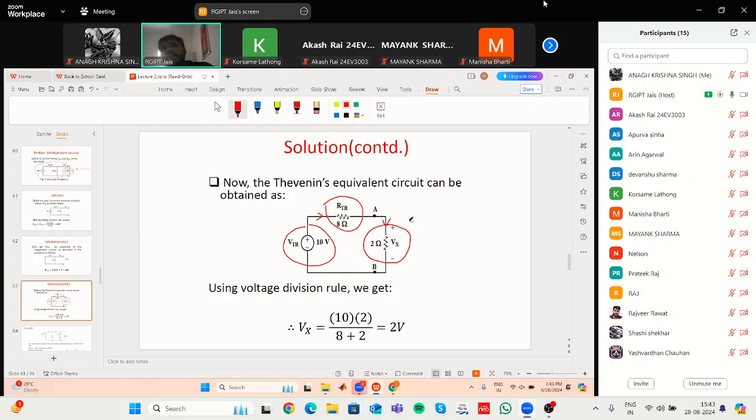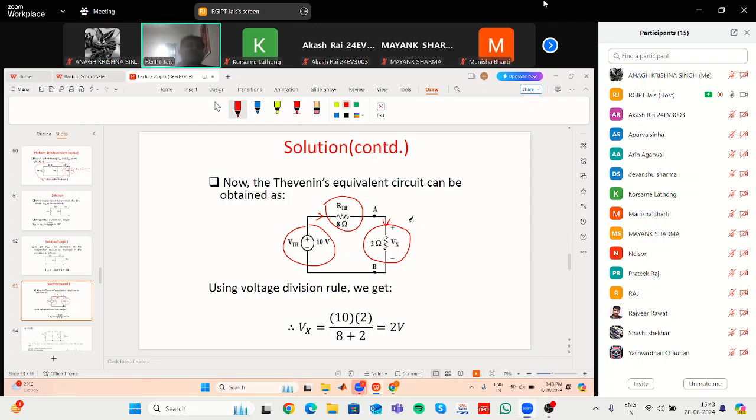If you know the current, if you know the voltage, what is the power dissipated? 1 ampere current, 2 volt voltage. So V multiplied by I, 2 multiplied by 1, that will be 2 watt. So 2 watt power will be dissipated across this 2 ohm resistance.